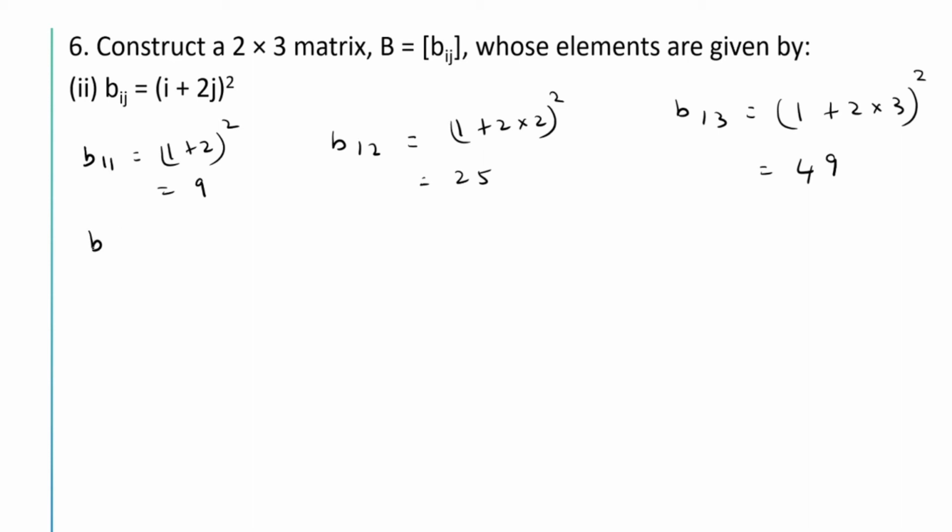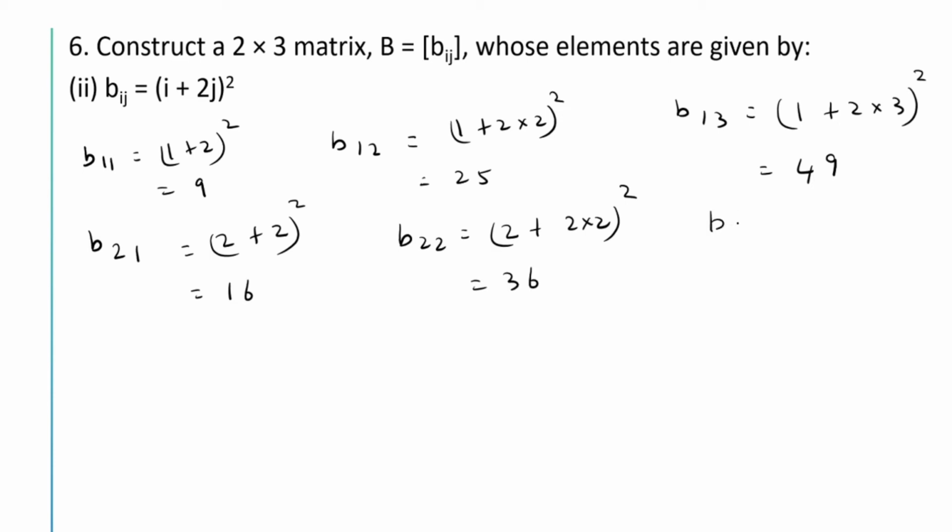Now we have the element in the second row, first column, B21. Here i is 2 and j is 1. So it is (2 plus 2) the whole square, that is 4 square, 16. Then B22, the element in the second row, second column. Here i is 2 and j is also 2. So it will be 2 plus 4, that is 6, the whole square, which is 36.